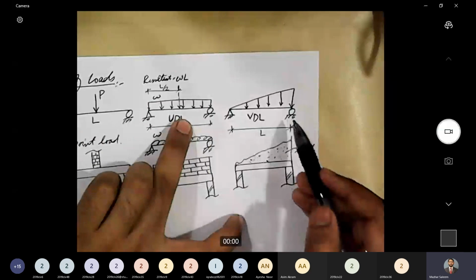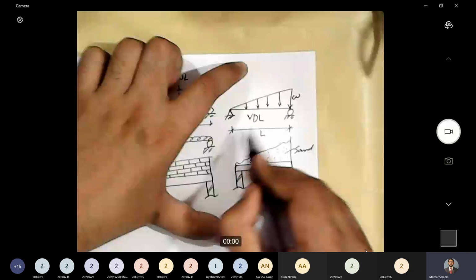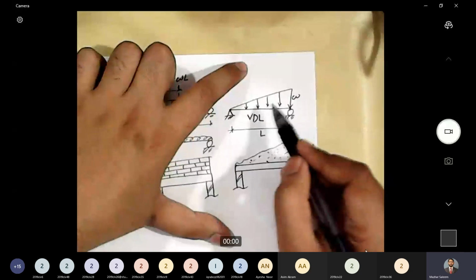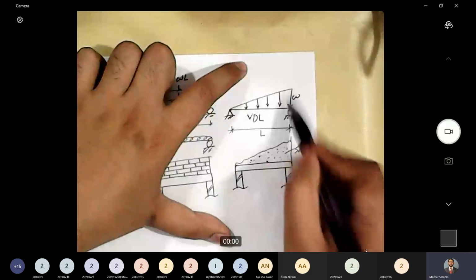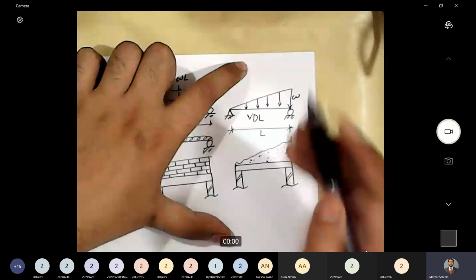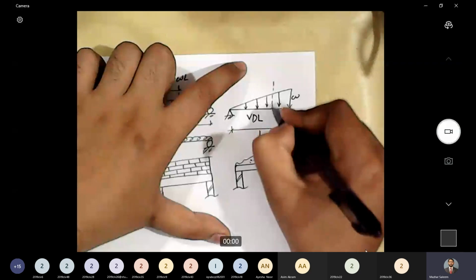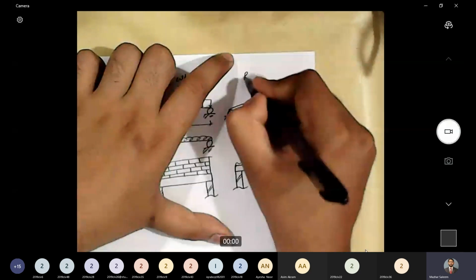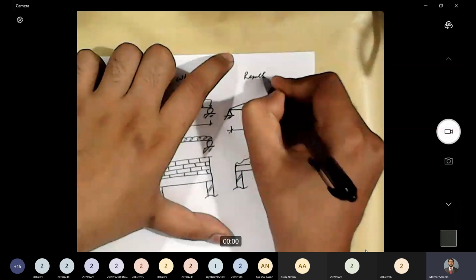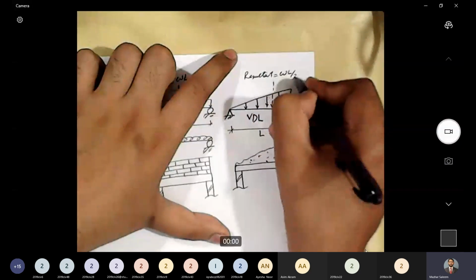And what will be the magnitude and location of the resultant? Magnitude of the resultant, this dimension is omega and span is L. The magnitude of this load will again be equal to the area of the load, and this time the shape is triangular, so the area will be omega into L by 2. So the resultant will be equal to omega into L divided by 2.